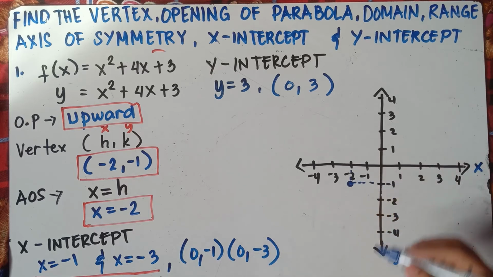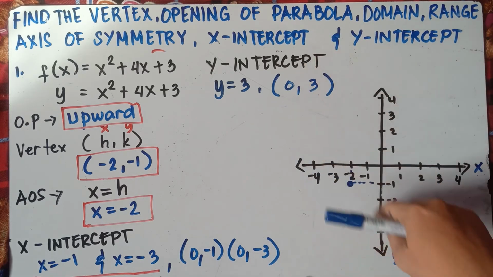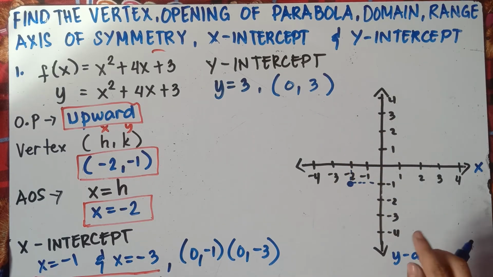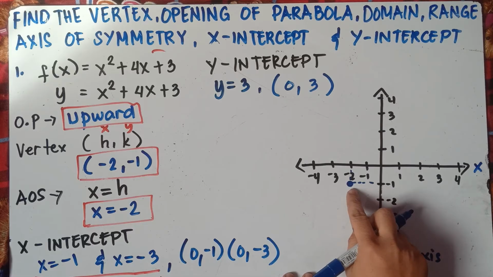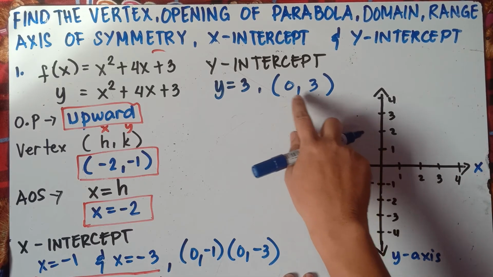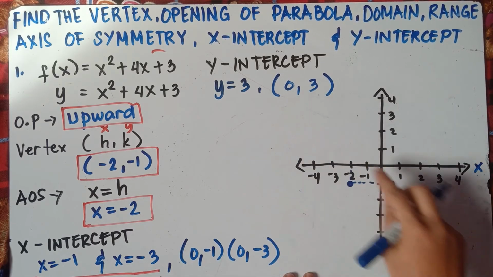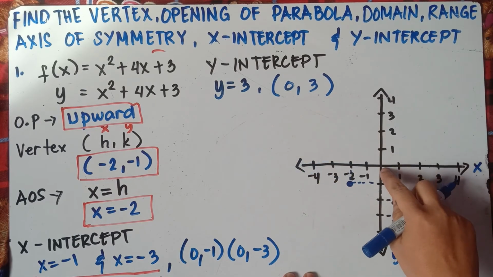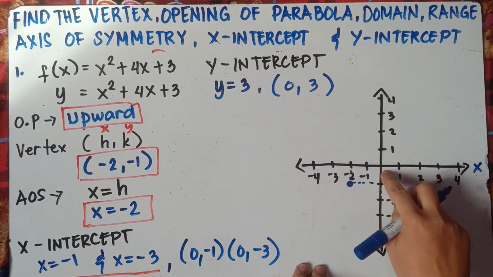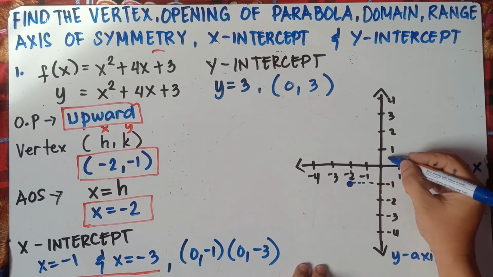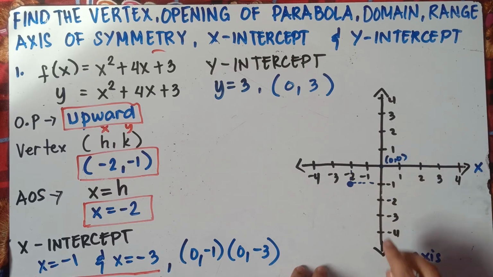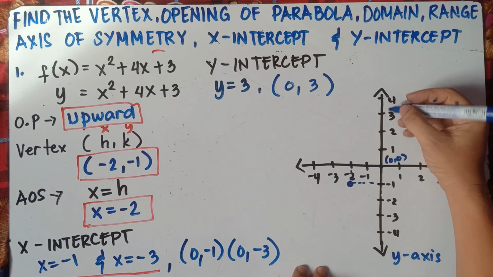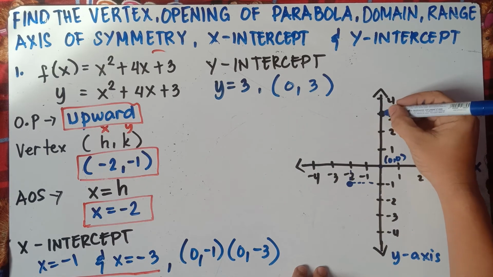Now, since our parabola opens upward, so our parabola opens like this, it opens upward. Now, our y-intercept, class, that is 0, 3. So let's plot this point, 0, 3. That would be x is 0, then y is positive 3. So you will start at the origin, which is 0 and 0, then y is positive 3. So this will be our y-intercept.